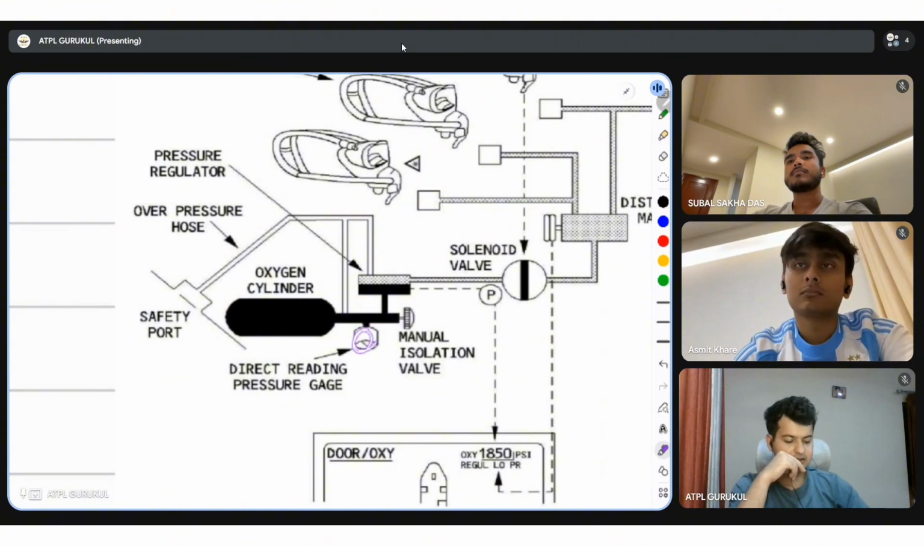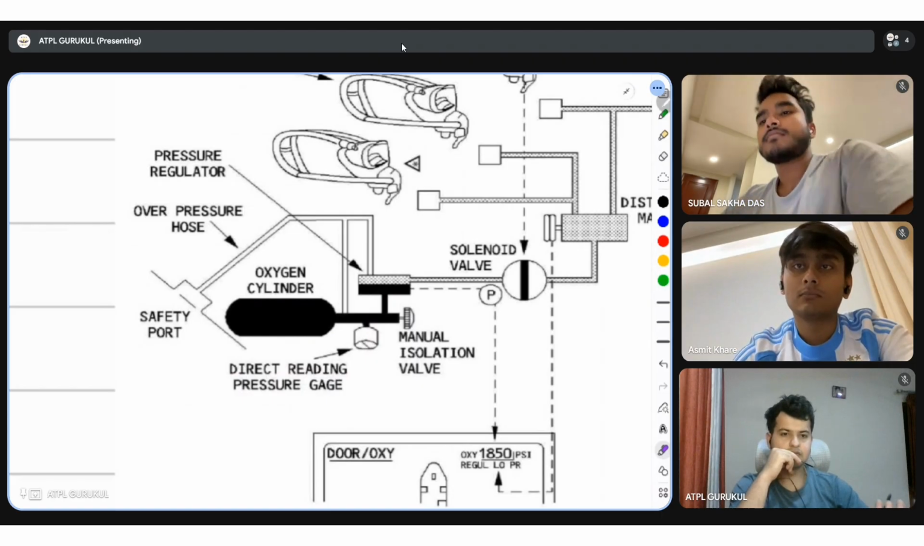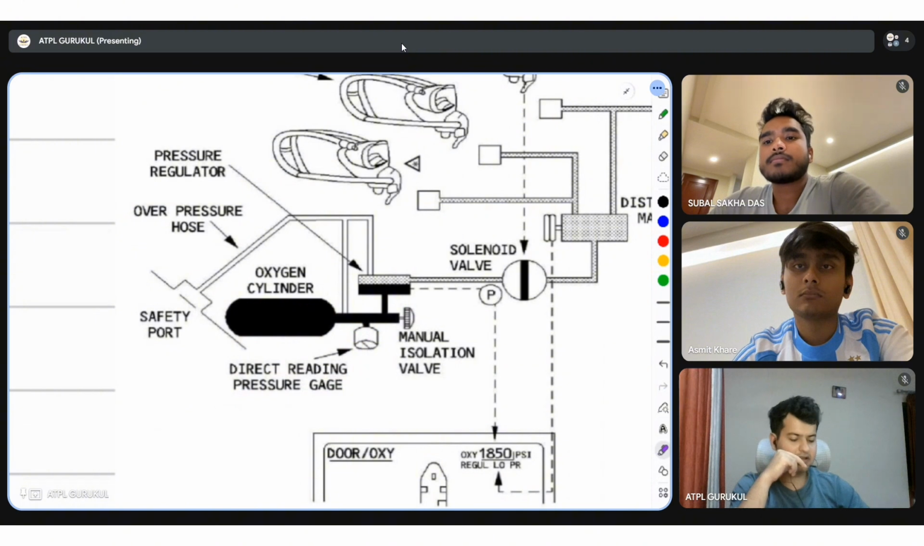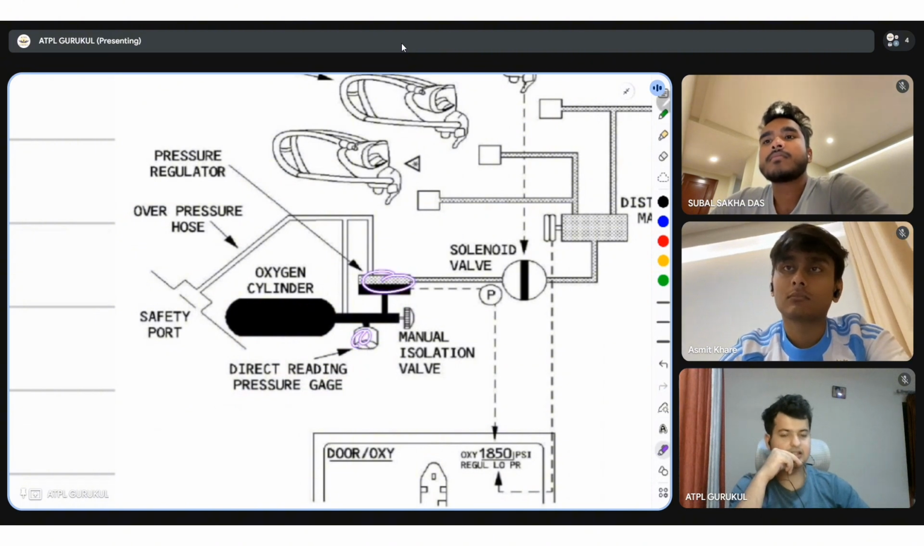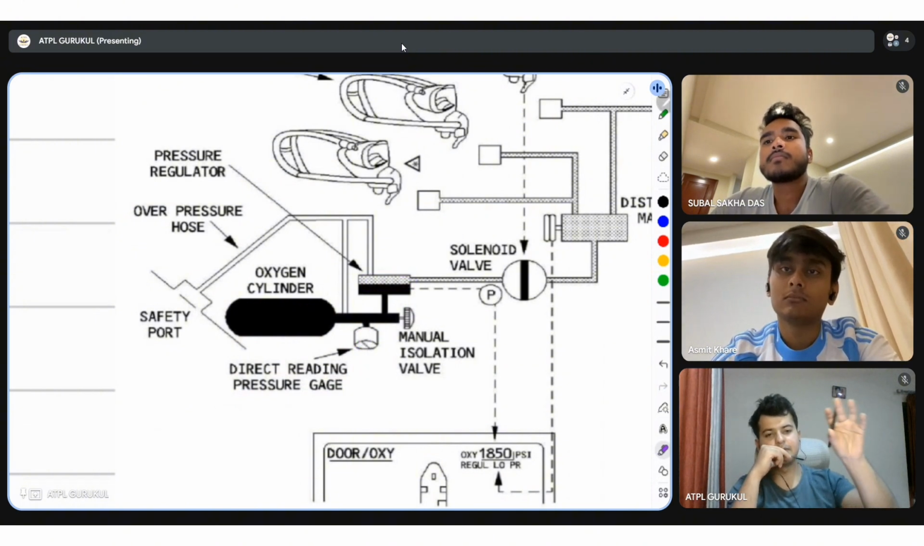On that oxygen cylinder itself, you have a direct pressure reading gauge. This pressure reading gauge does not have anything to do with the ECAM pressure that you see. That is coming from the PRV. This is a direct pressure reading gauge, just like the pressure gauge on top of a fire extinguisher, exactly like that.